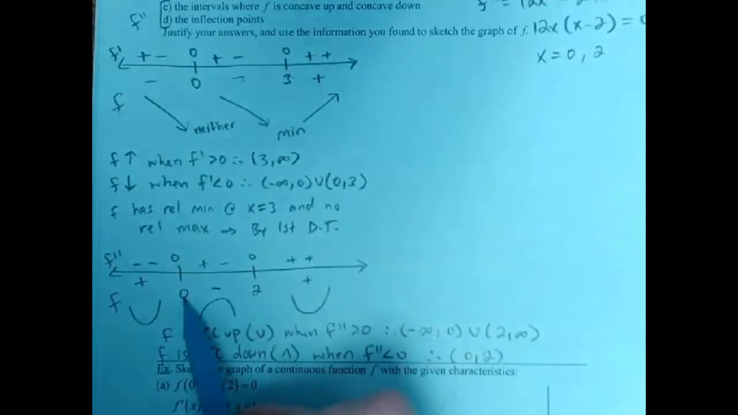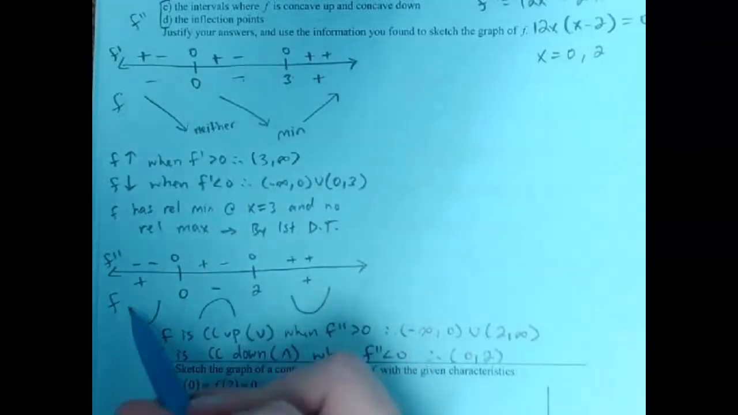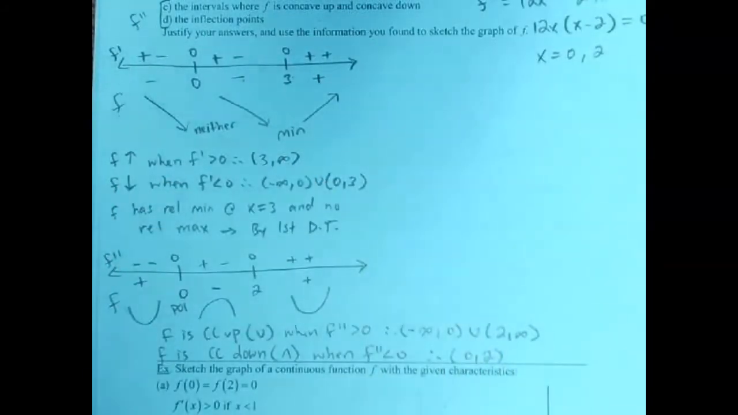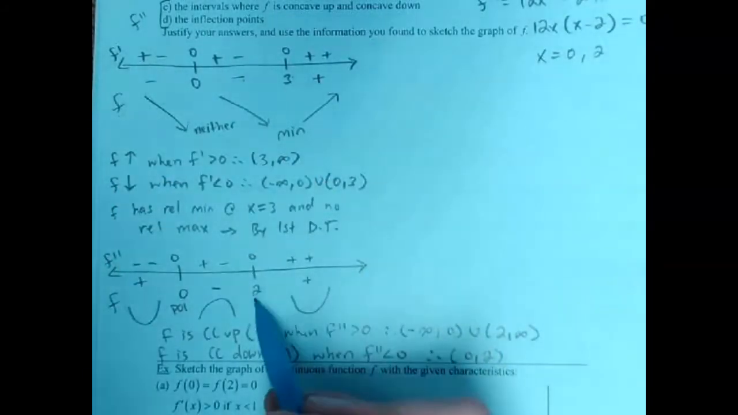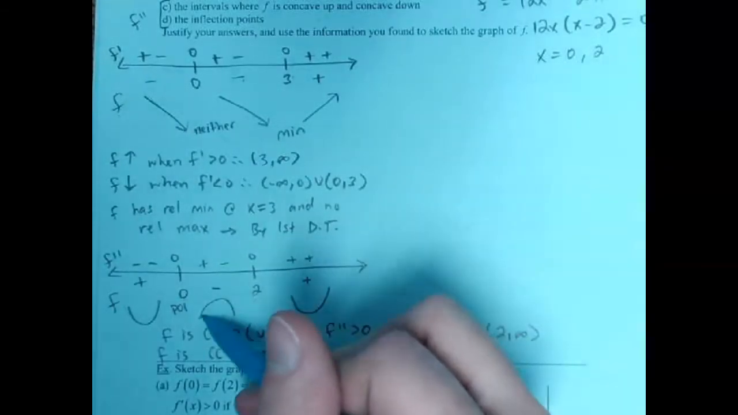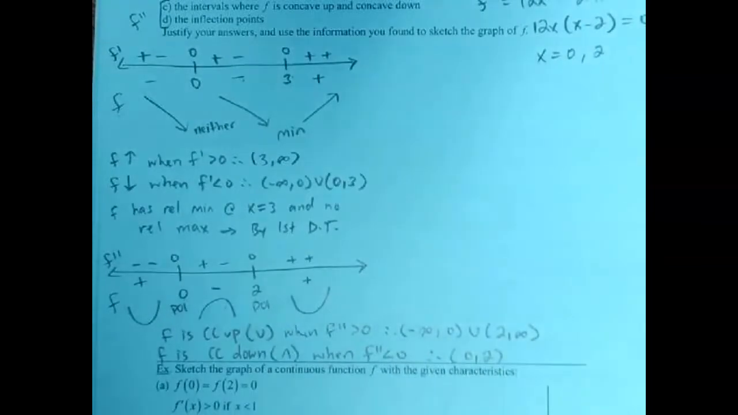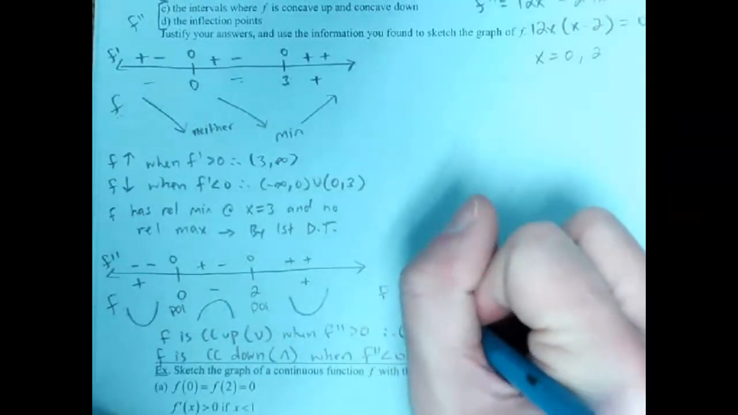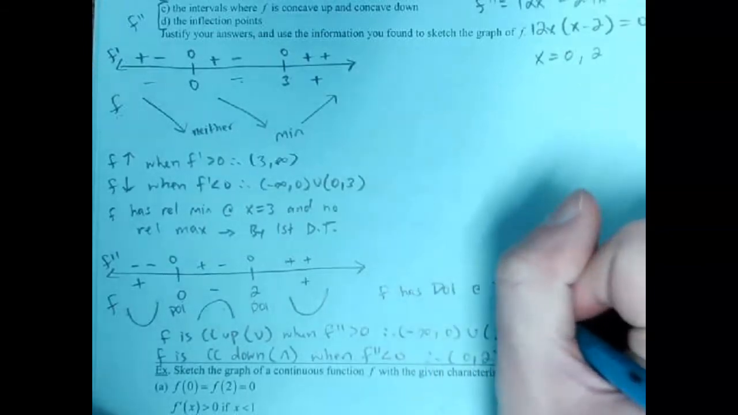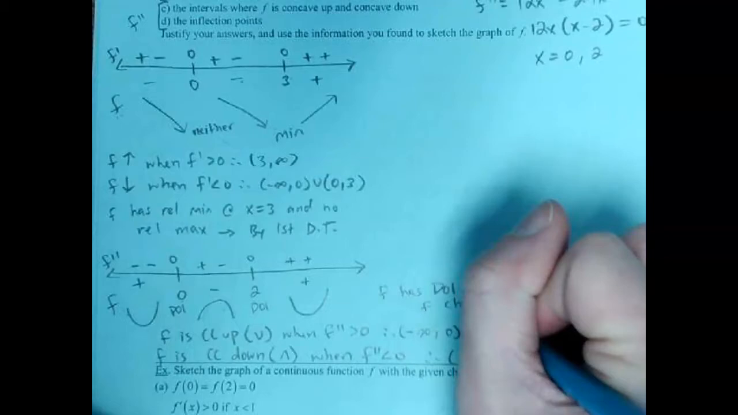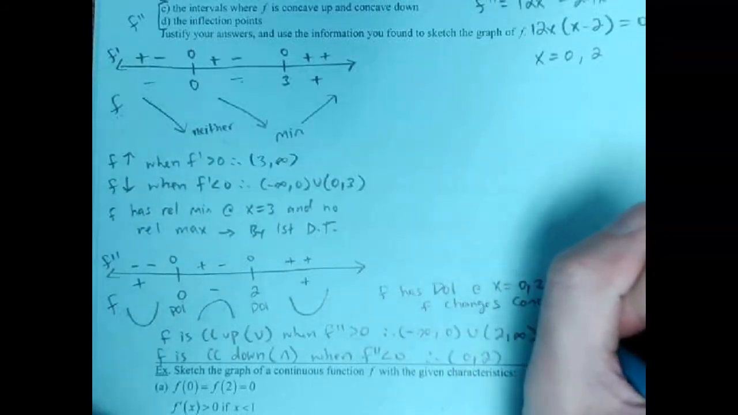Is 0 going to be a point of inflection? Does it change concavity? Well, on the left side, it was concave up. On the right side, it was concave down. So yes, that is a point of inflection because F changes concavity. And then at x equals 2, it was concave down on the left. Then it changes to concave up. So yes, since the graph changes concavity at that point, it will be a point of inflection. So we'll say F has point of inflection at x equals 0 and 2 because F changes concavity.